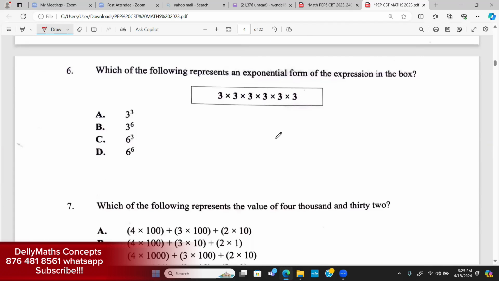Question 6. Which of the following represents an exponential form in the box? So basically, exponential form here is showing we're multiplying 3, so we want to know how many times did it occur. 1, 2, 3, 4, 5, 6. That means we have 3 raised to the 6th power. So we're looking for 3 raised to the 6th power. Remember that the power tells how many times something is multiplied by itself, right?